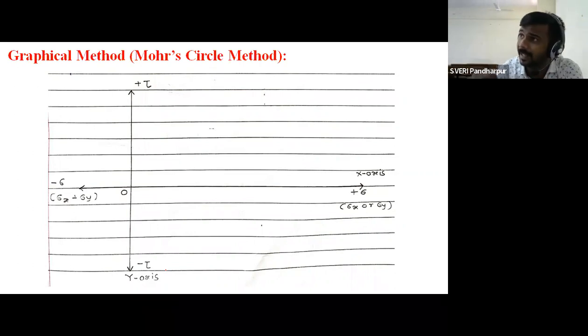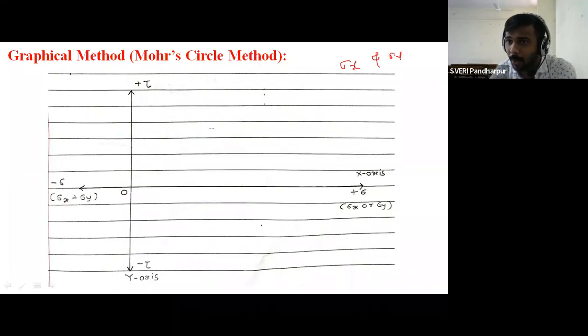That we will understand after solving one numerical. Okay, now to solve this particular numerical we have to use 2 axes, one is the x axis and another is the y axis. The values of sigma x and sigma y we have to represent on the horizontal axis.